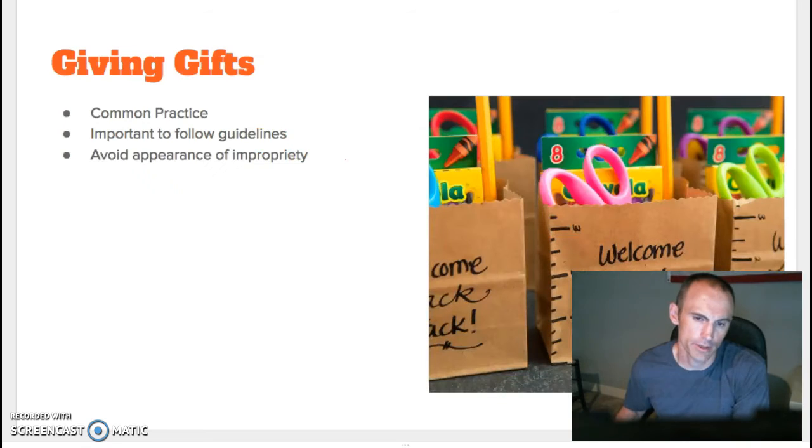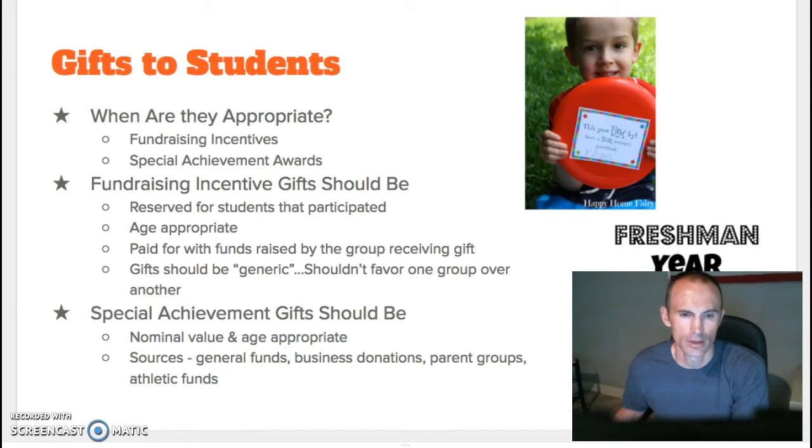First of all, giving gifts today is common practice in schools, commonly done for different reasons that we're going to talk about here. But it's important to remember to follow guidelines, district policy, just good practice, because you want to avoid any kind of impropriety. And you also want to avoid the appearance of impropriety, which can be almost as important, especially when operating as a principal of a school.